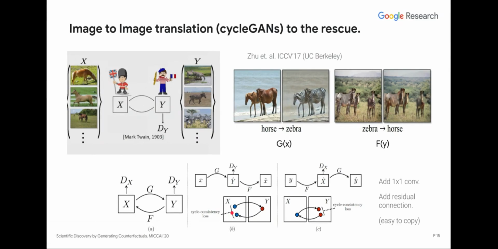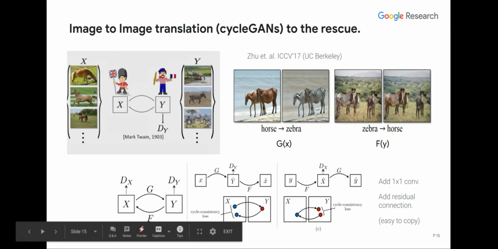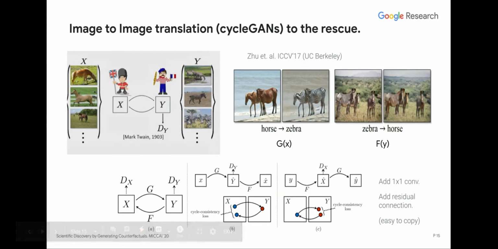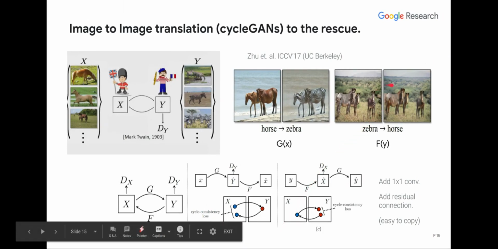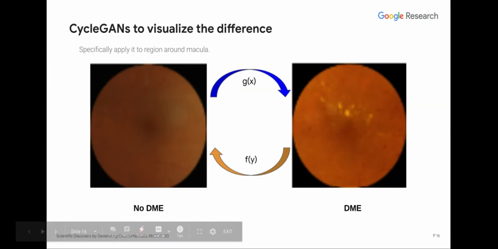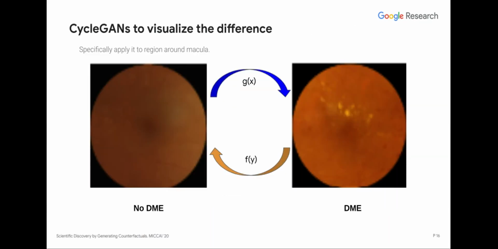We use cycleGANs with a couple of minor modifications. Specifically, we add a 1 by 1 convolution and also a residual connection, so as to make it easy for the model to copy less relevant information. That is, things such as the background should remain unchanged. We then use these models to translate from a no DME image to one with DME and vice versa, and apply it to the regions extracted from the macula.